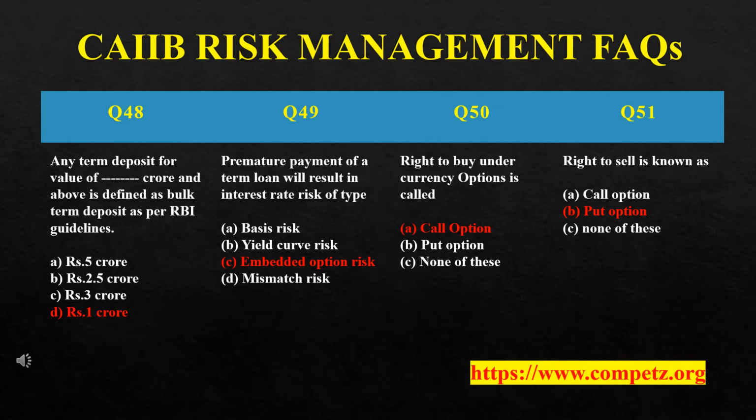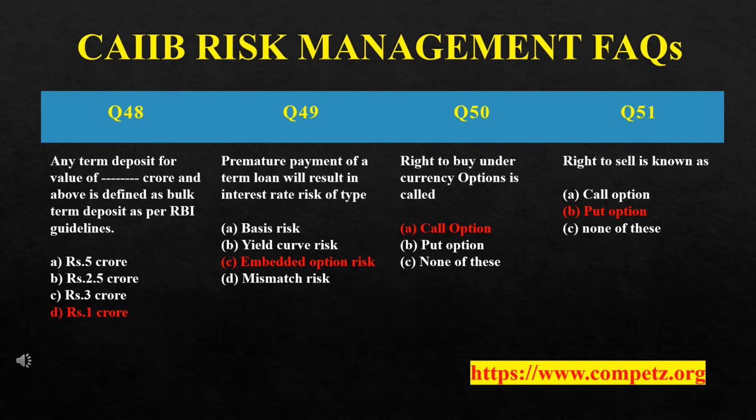Premature payment of a term loan will result in interest rate risk of which type? Of dash. That is embedded option risk. Why? Because see, embedded option, what is that? Embedded option brings uncertainty into the calculations, as the inflow or outflow of the funds could be different depending upon whether the embedded option is exercised or not. I will explain this.